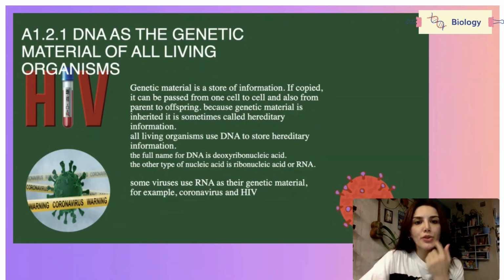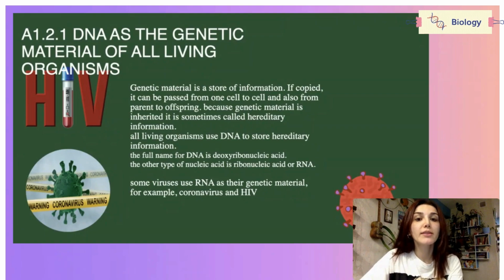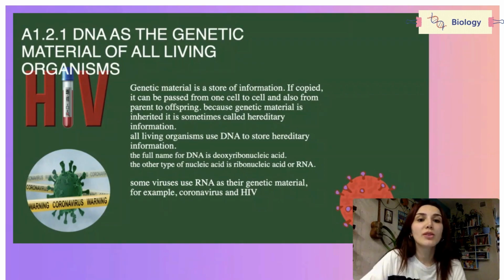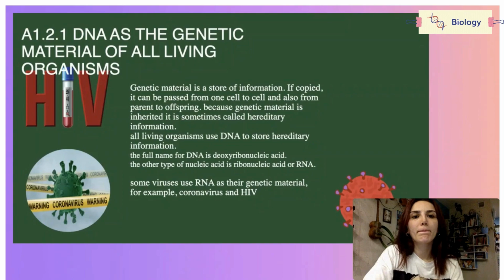The organisms alive on Earth today have a very long history and a very long family tree. Living things do not just appear, rather they descended from previous generations, and this is based on genetics. The information that is passed from one generation to the next is in the form of DNA. So DNA is the genetic material not for all but most living organisms, because we have another type of nucleic acid called RNA, or ribonucleic acid. For example, some viruses use RNA as their genetic material, such as the coronavirus, which is very famous, and HIV.